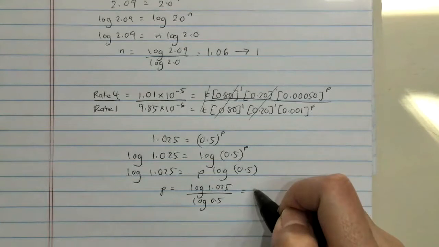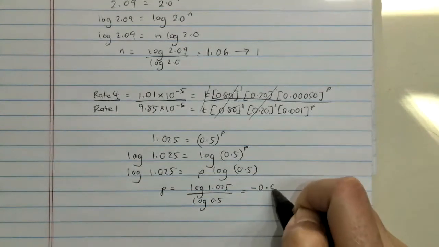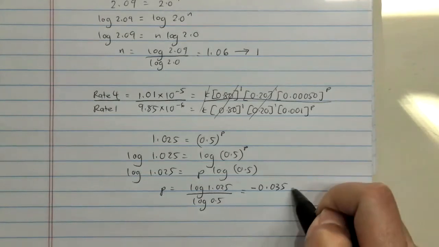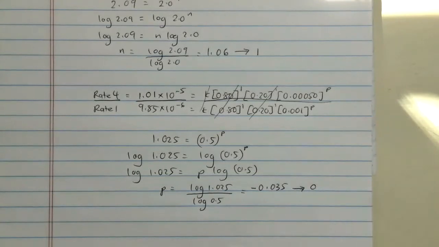So I'm getting a negative 0.035 number here. With this number, what's the closest number: 1, 2, 3, 0, or negative 1? Obviously, it's 0. It's the closest, right? So I'm going to round this to 0. Therefore, my order for iodine here is 0.